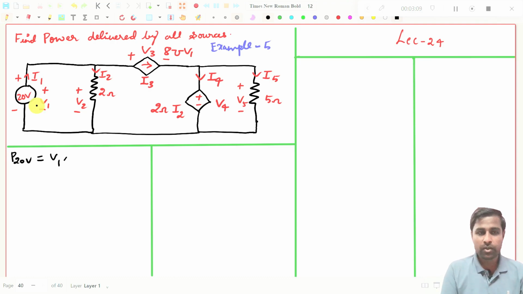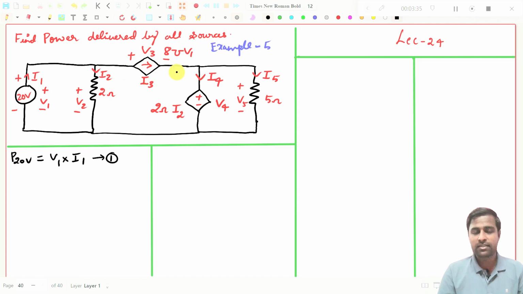So V1 into, what is the current flowing from minus to plus? See, it is very important to understand. Current should flow from minus to plus, since the question asked is power delivered, not power absorbed, right? So power delivered, so it is traveling from minus to plus, right? I1 is traveling from minus to plus, so it will be I1. That's all. So this is expression number 1, right? So power delivered by 20 volt source.